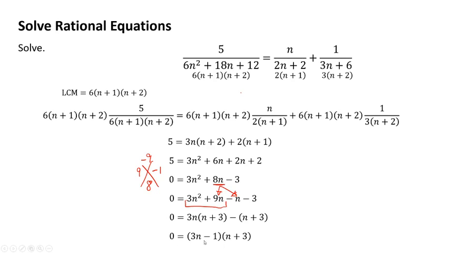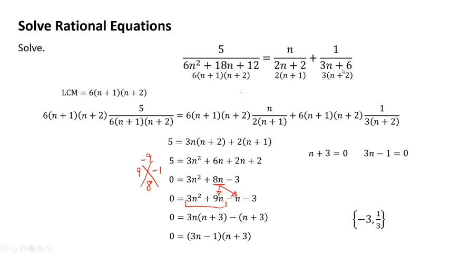Again, that's being set equal to 0, so then we can set each one of these factors equal to 0, and let's see what we get here. n plus 3 is equal to 0, or 3n minus 1 is equal to 0, and so these are our 2 solutions here. And looking at this, let's try the -1 here first.